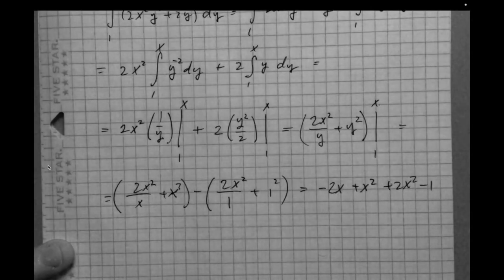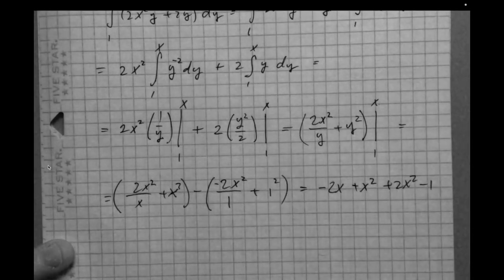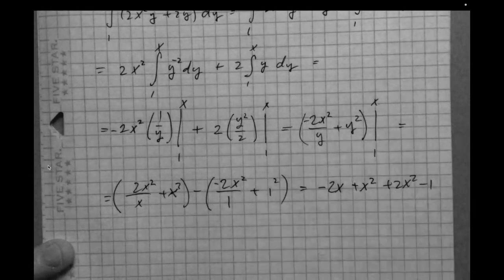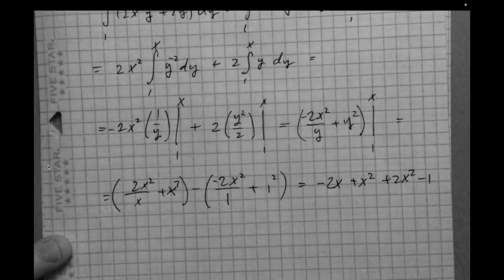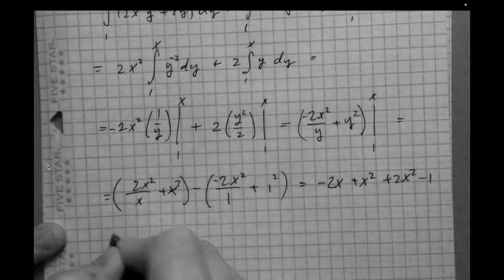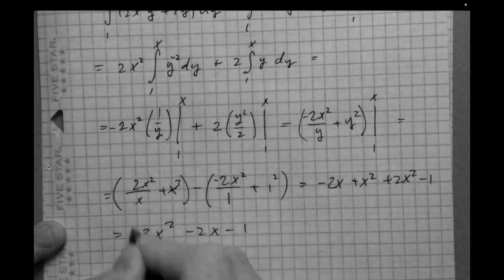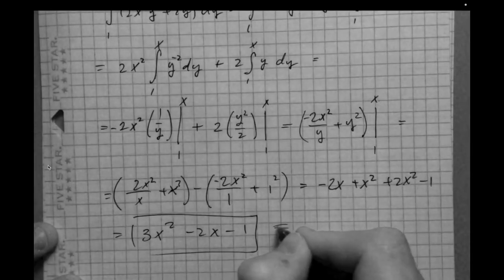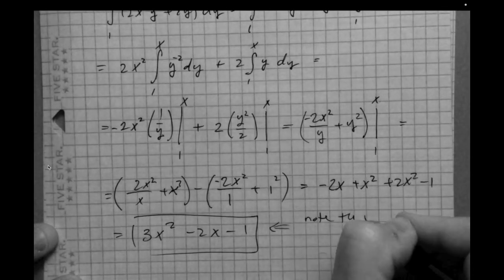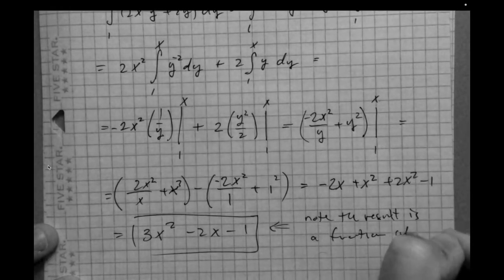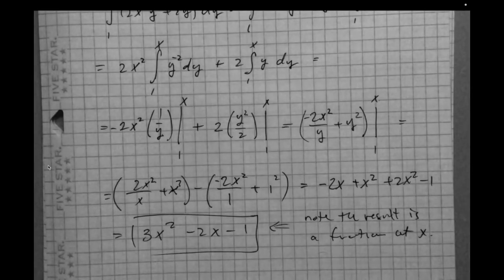Oh, sorry, I missed a negative here. Yes, that should be negative there. Actually, this should be negative everywhere. How did I miss that? There we go. Okay, and then that simplifies further down into 3x squared minus 2x minus 1. Again, note the result is a function of x. The result is a function of x.